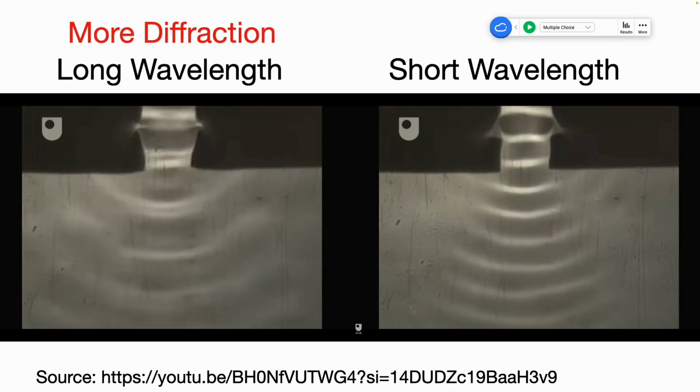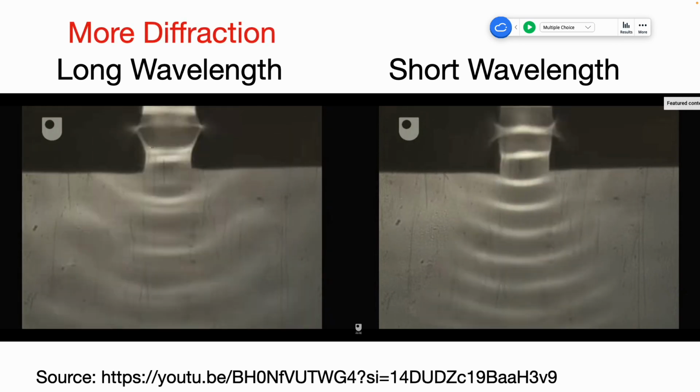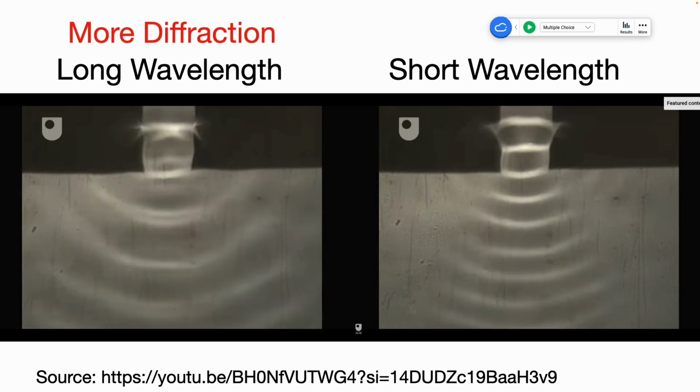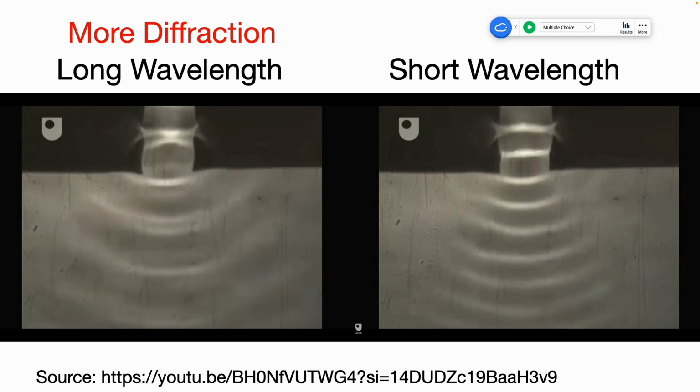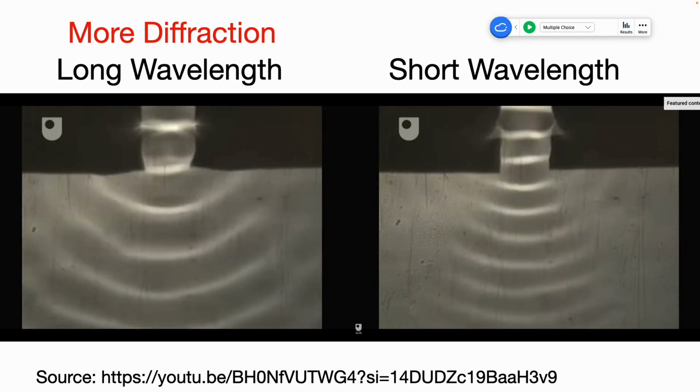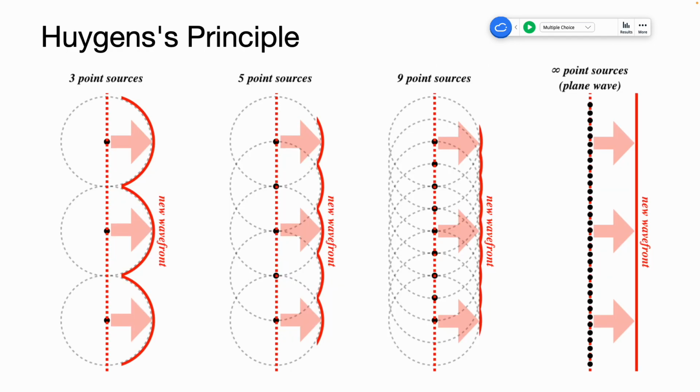So we see if you have a long wavelength, there's also more diffraction. Now, we can understand this phenomenon using something called the Huygens principle. This principle will be used after diffraction, but it's good to explain diffraction, so that's why I'm still mentioning it.